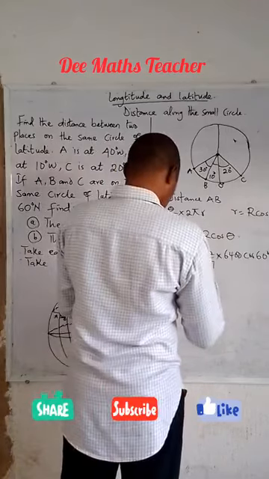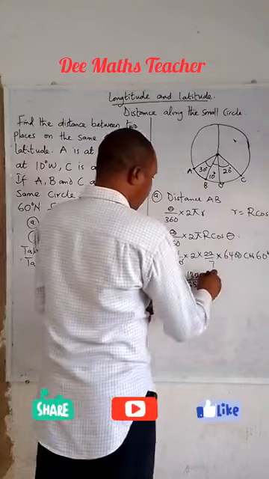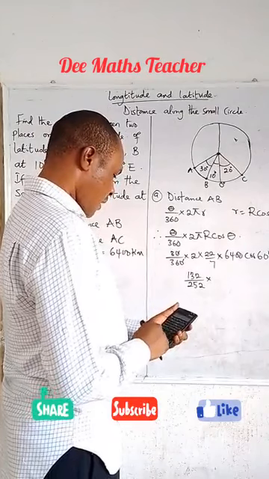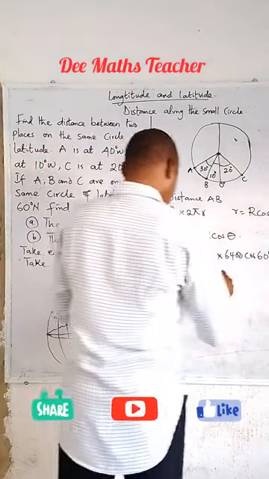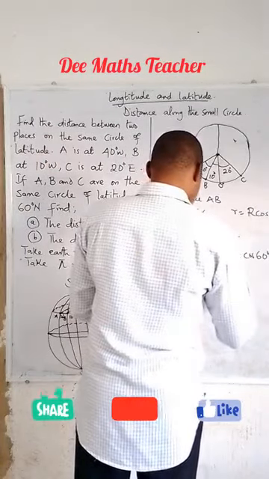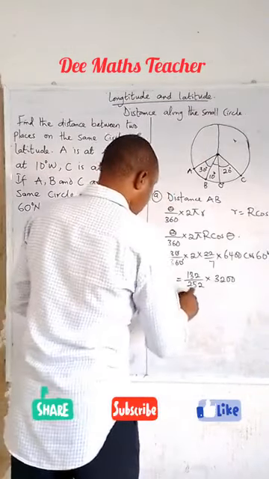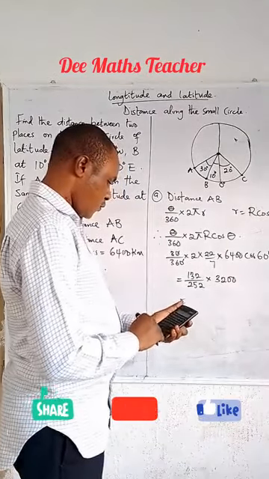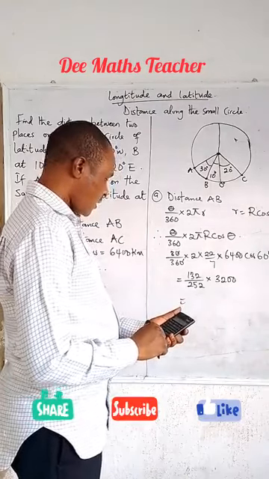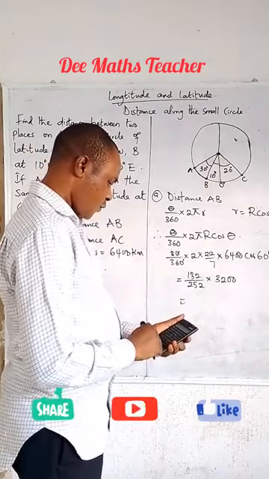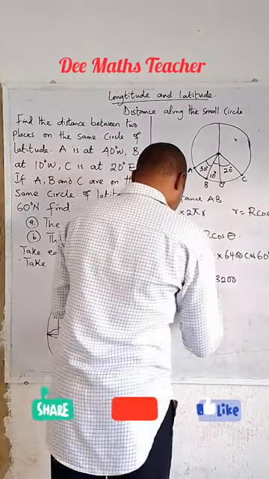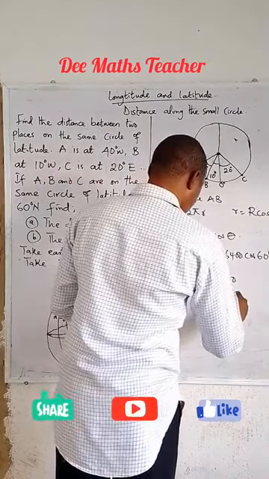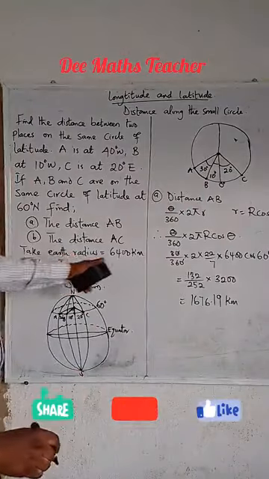We have 252 multiplied by cos 60, which is 1 over 2. So 6,400 multiplied by 0.5 will give us 3200. So if we multiply 132 times 3200, then divided by 252, we are going to have 1,676.19 kilometers, since the radius of the Earth is given in kilometers.